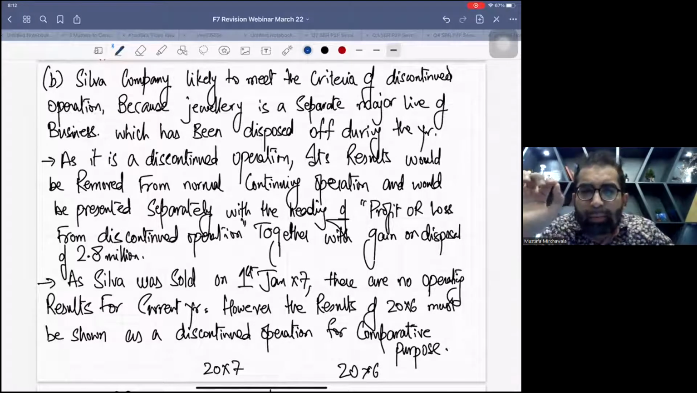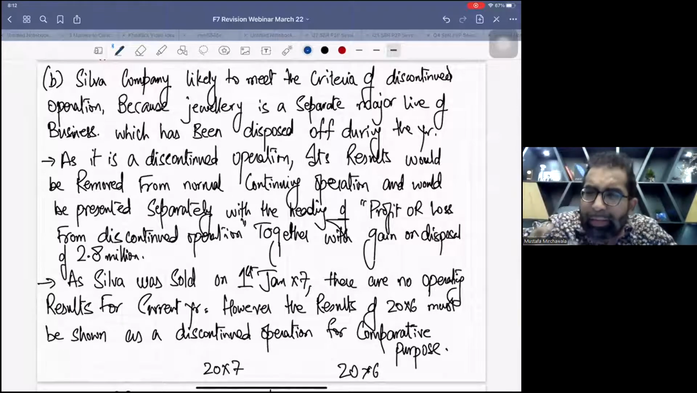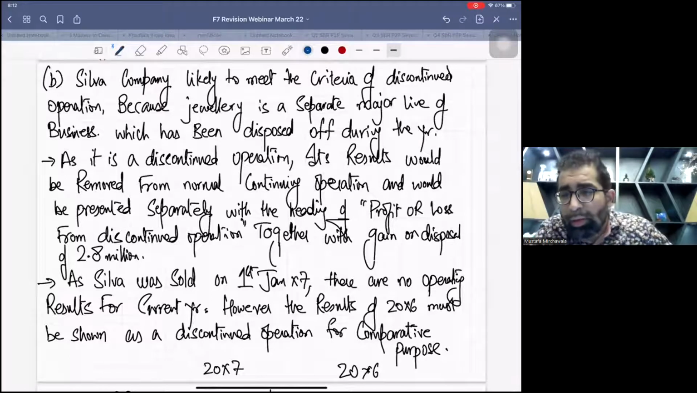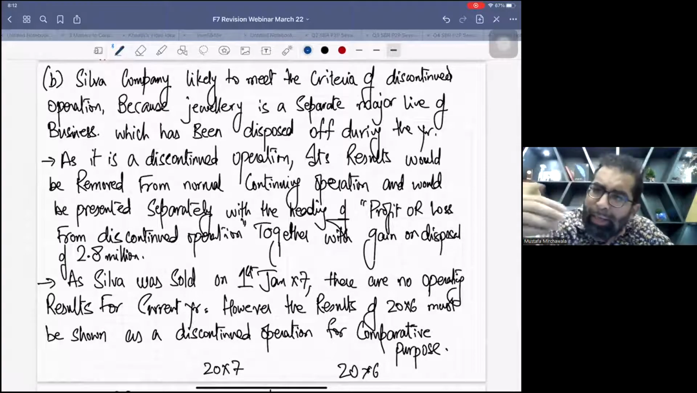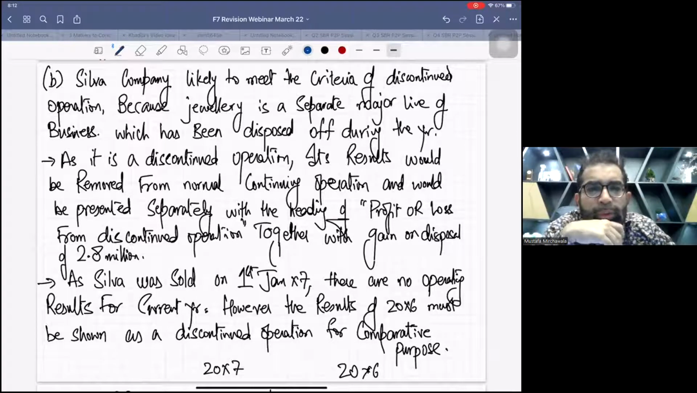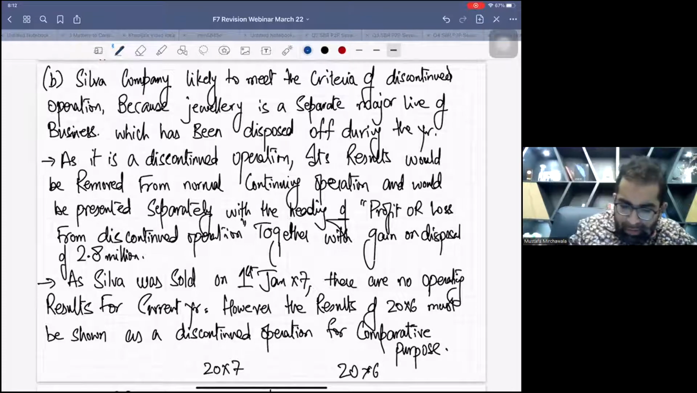Silva company likely to meet. Now try to understand the language also. Don't try to give the exact word: likely, more likely, possible, possibly. Because jewelry is a separate major line of business which has been disposed of during the year. As it is a discontinued operation, its results would be removed. This is the normal treatment.